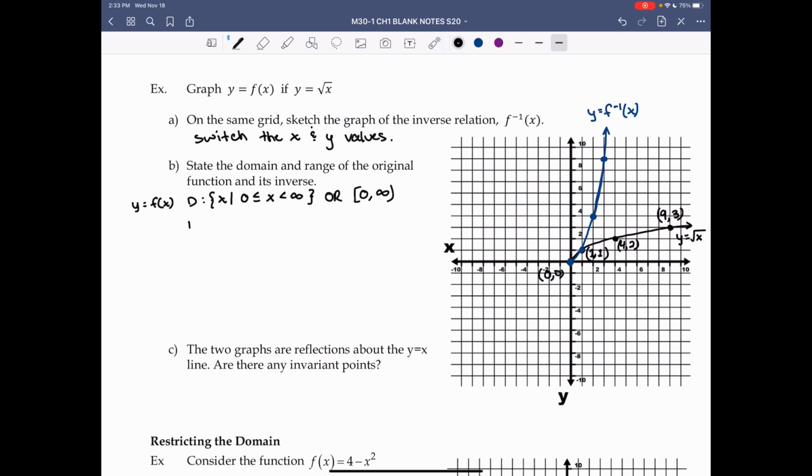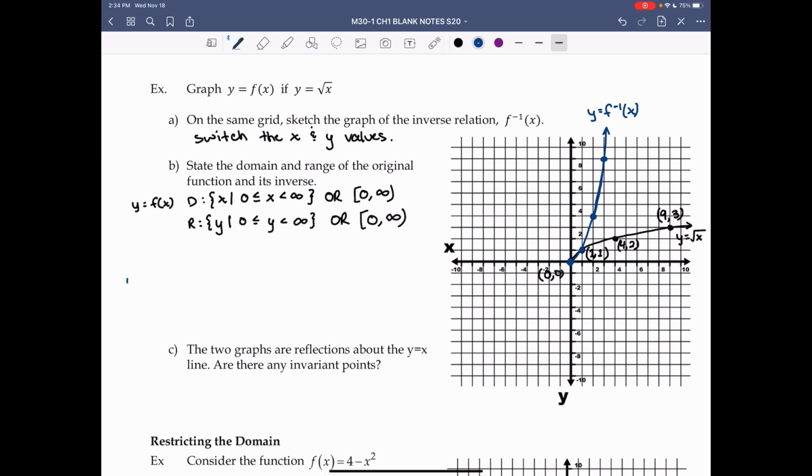And then for the range of f of x, y such that the lowest y value is 0, is less than or equal to y, then the highest y value would be infinity. It does continue rising forever as it goes to the right, even though it looks like it kind of flattens out, but it will continue going up forever, just slowly, so y is less than infinity. In interval notation, we write that as 0, infinity, square bracket on the 0, round bracket on the infinity.